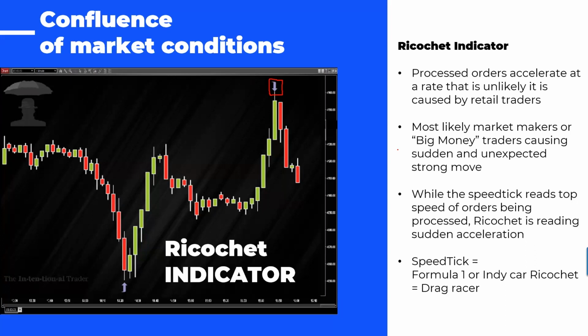But if it accelerated from almost nothing to 80 miles an hour, then we know there's likely something is going to happen. And that was a byproduct of doing a study on the speed tick. I created a histogram so I could see when the speed tick was likely, but I also noticed something else was happening. And that was the sudden acceleration in orders that was also unlikely that us retail traders were able to do it. So you think of the speed tick more like a Formula One car, and you think of the ricochet as more like a drag racer.